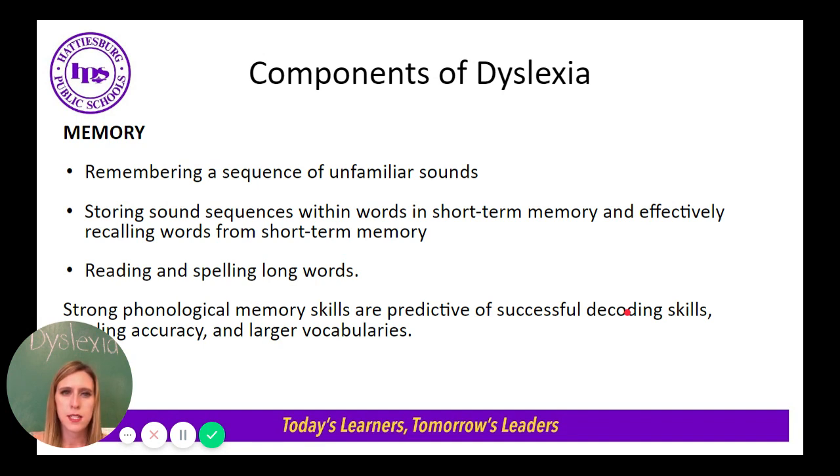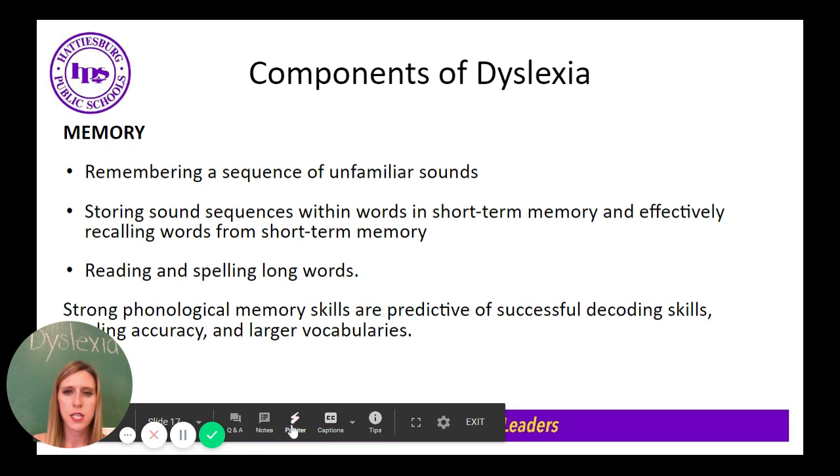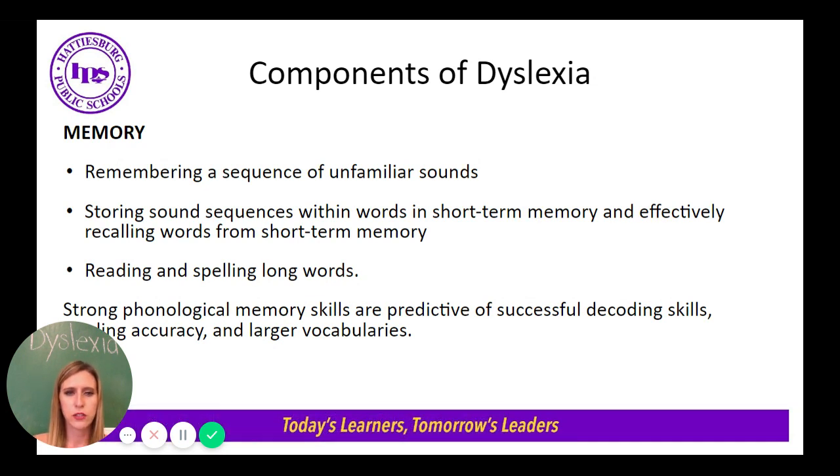Memory is another component of dyslexia. This is the ability or inability to remember a sequence of unfamiliar sounds, storing sound sequences within words in short-term memory, and effectively recalling words from short-term memory. So this is the ability to hear or read something and then be able to recall it. Memory reading and spelling long words. So remembering the rules of spelling or memorizing those difficult, hard to spell words. This may be an issue for someone with dyslexia. Strong phonological memory skills are predictive of successful decoding skills, reading accuracy, and larger vocabularies.